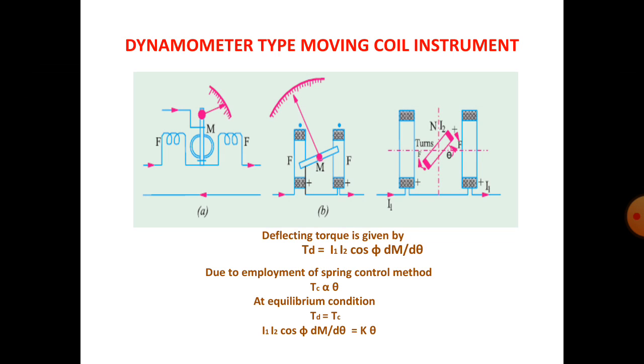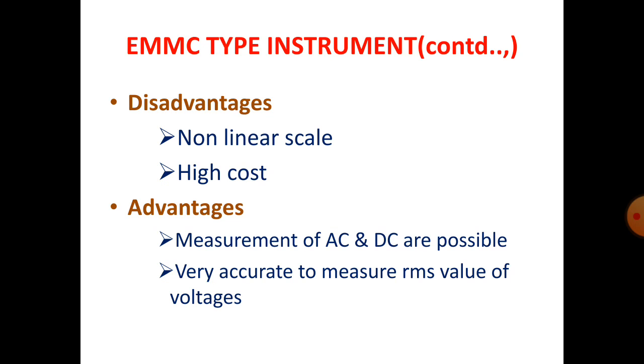Due to employment of spring control method, Tc is proportional to theta. Tc is equal to k theta, where k is the proportionality constant. At equilibrium condition, Td equals Tc. Therefore, you can substitute the values of Td and Tc. You are going to get I1 I2 cos phi dM by d theta equal to k theta. So this is the mathematical expression.